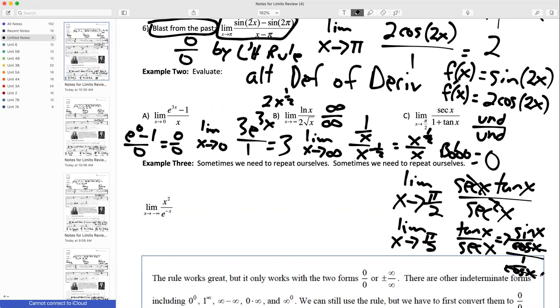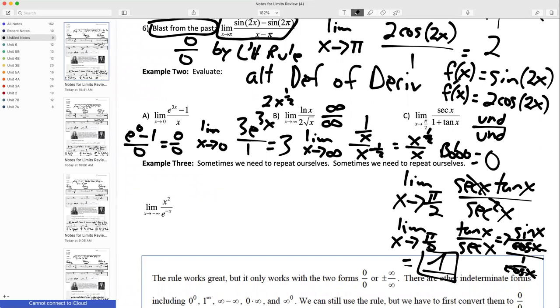Then we have the limit as x goes to pi over 2. I plug it in: the sine of pi over 2 is 1.